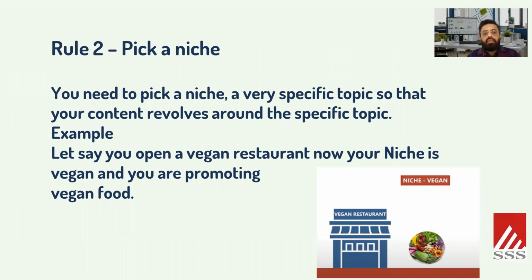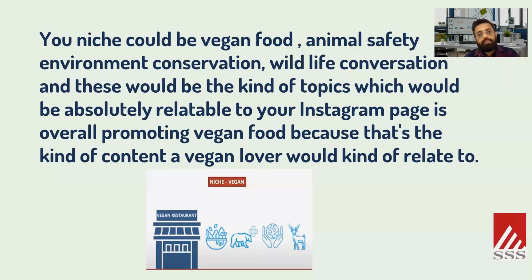So let's say you open a vegan restaurant. Now your niche is vegan and you are promoting vegan food. Your niche could be vegan food, animal safety, environment consideration, wildlife conservation, and these would be topics absolutely relatable to your Instagram page and overall promoting vegan food, because that's the kind of content a vegan lover would relate to.